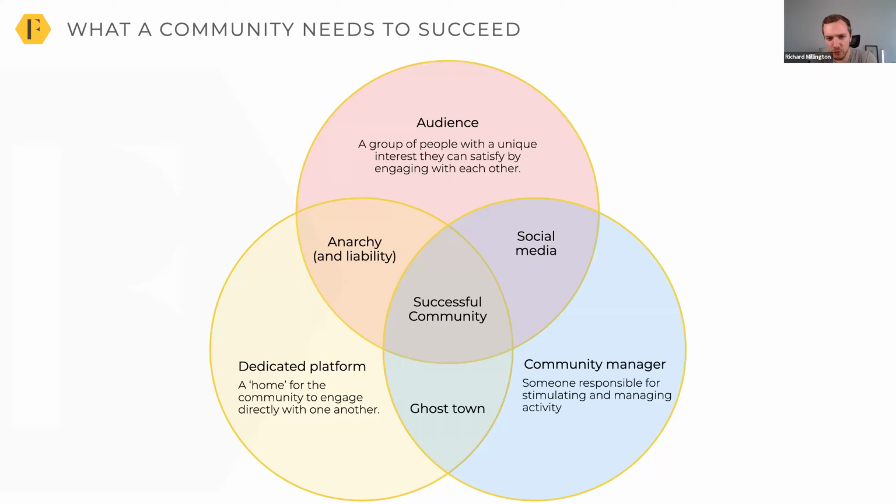Otherwise, there's a huge risk. If you have an audience and someone that's managing that audience, with no dedicated platform, then social media is usually what it is. Obviously, if you have the platform and the manager, but no audience, it's a ghost town. And if you have a platform and no manager, that's risky. I think that's a huge liability if no one is engaging in that community. And the other big issue is that it's probably going to be a ghost town as well, to be honest. It's very hard for these things to get off the ground.